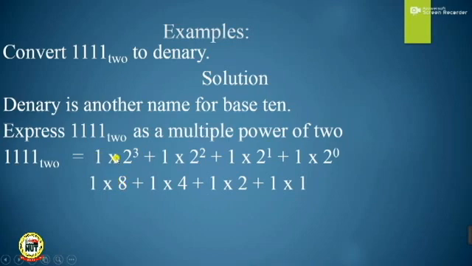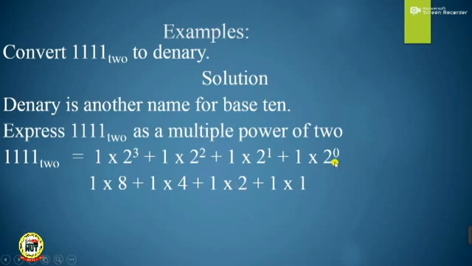So I have it to be 1 times 8. Then the next number, 2 raised to the power of 2, which is what? 2 times 2, and that gives us 4. I have it to be 1 times 4. Then the next number is 2 raised to the power of 1, which is what? 2. Because any number raised to the power of 1 is that same number. So I have it to be 1 times 2.